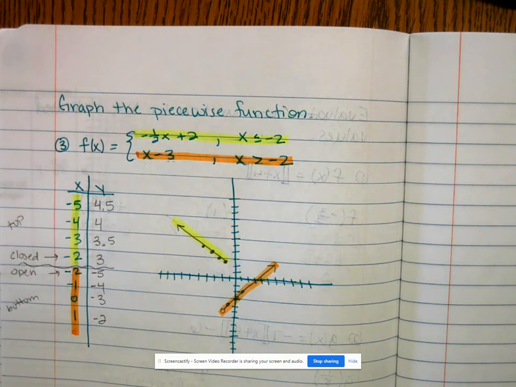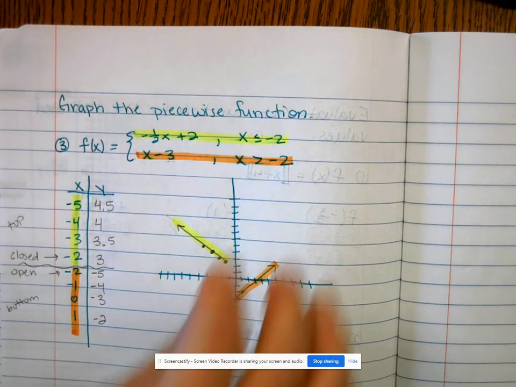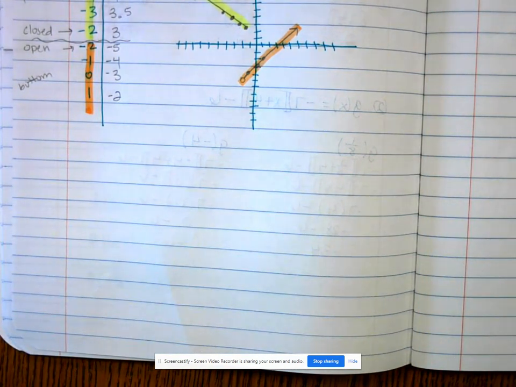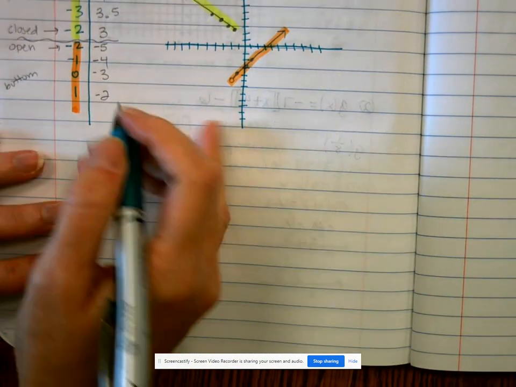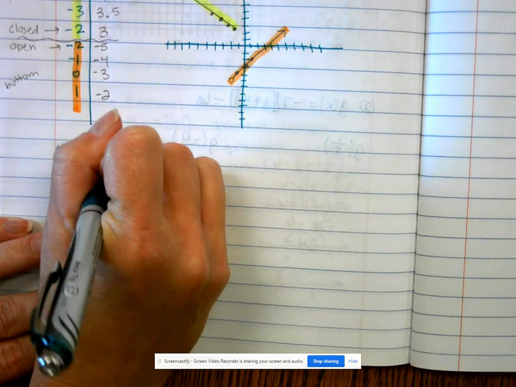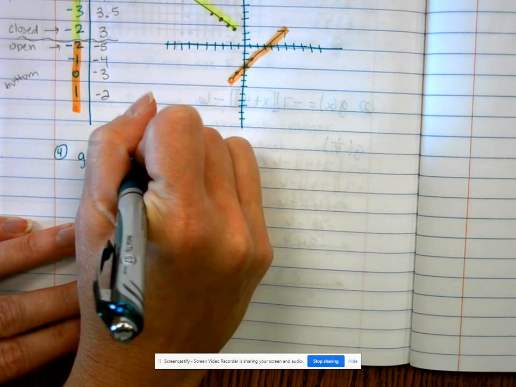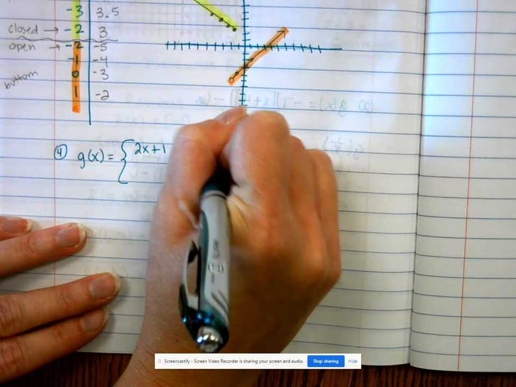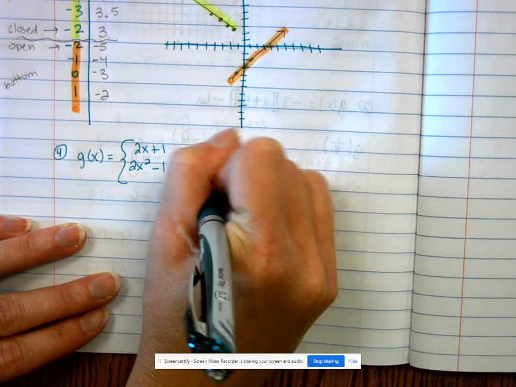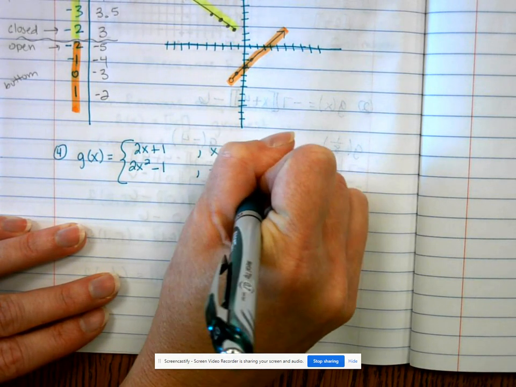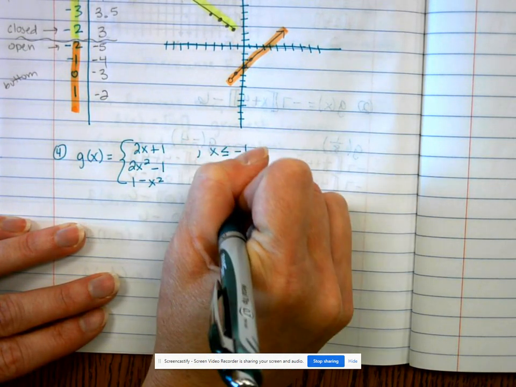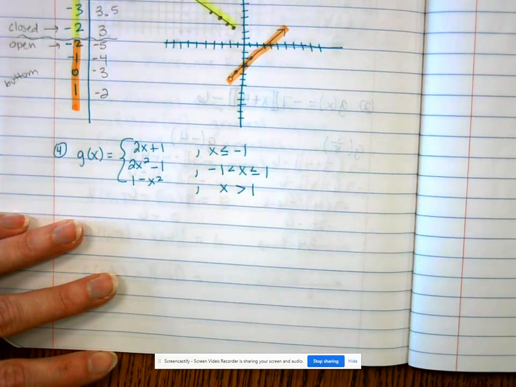All right, let's see if we can graph a second one. If you want to pause the video and see if you can do this next one by yourself, I'll tell you that it's a little more complicated, but I bet you can handle it. All right, so we have g of x. We have 2x plus 1 when we are less than or equal to -1. We have 2x squared minus 1 when we are from -1 to 1. And we have 1 minus x squared when we are from 1 on, so anything bigger than 1.